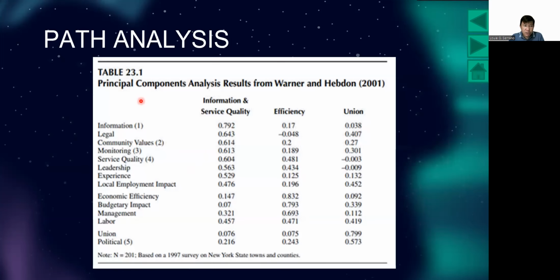So, path analysis. So, ito yung mga table, principal component analysis, research from Warner and Hebdon. Yung mga description, so yung information and service quality, efficiency, and yun.